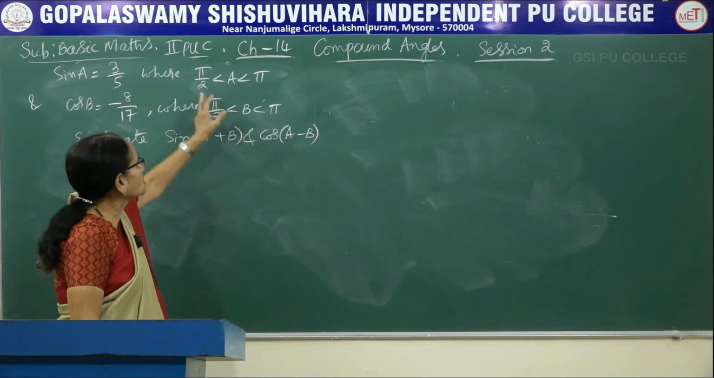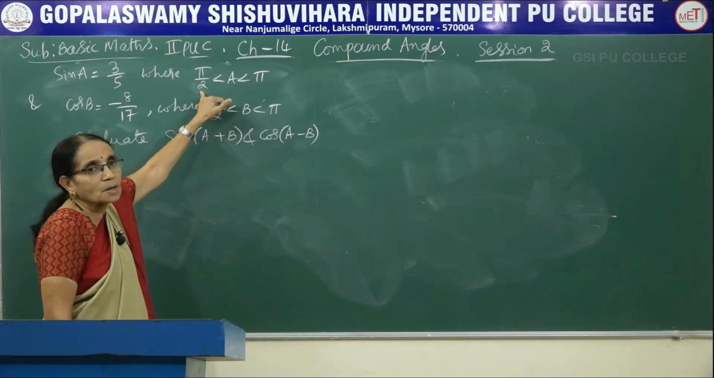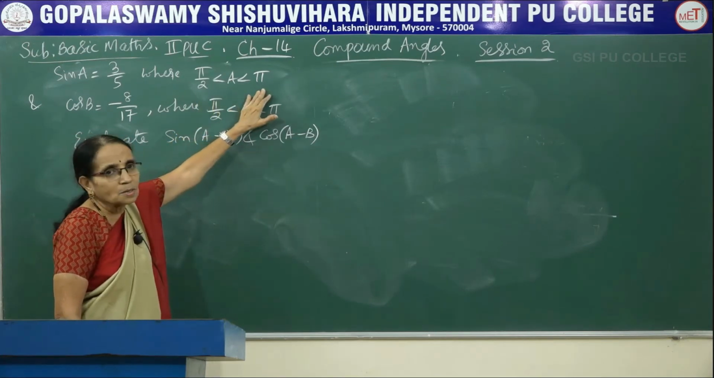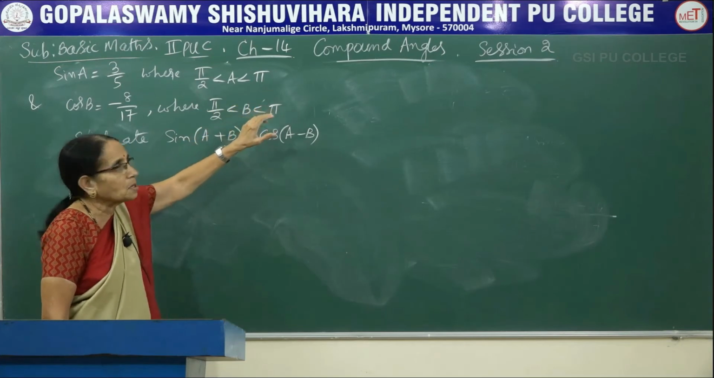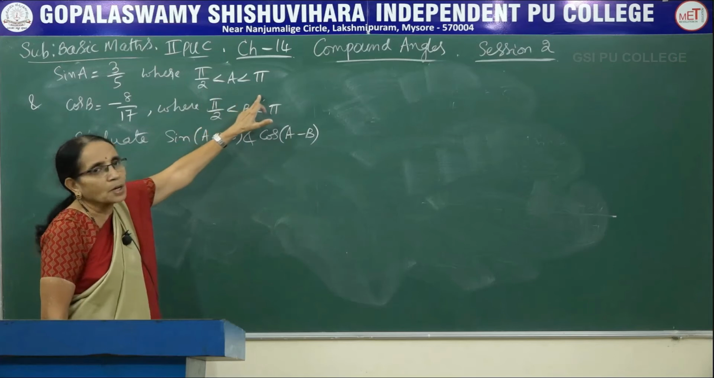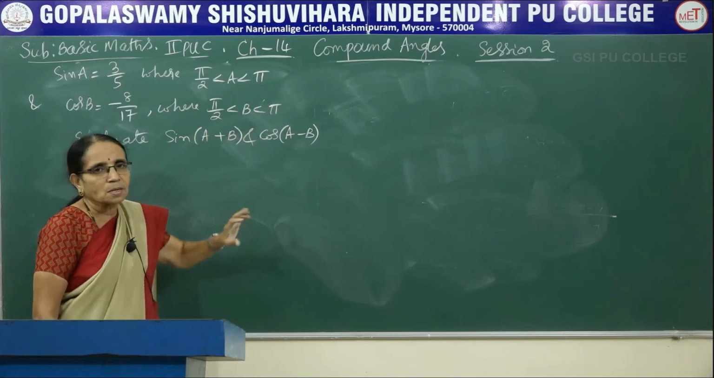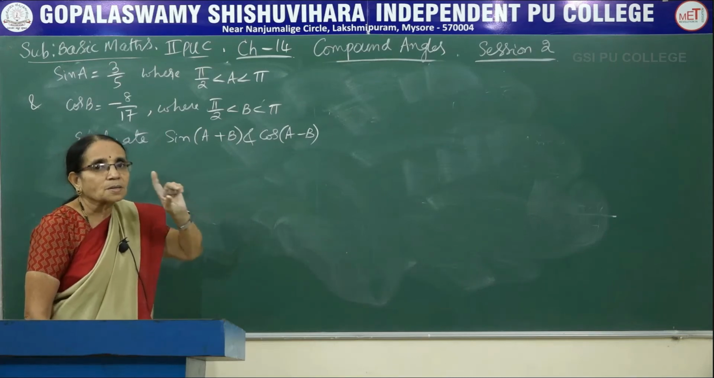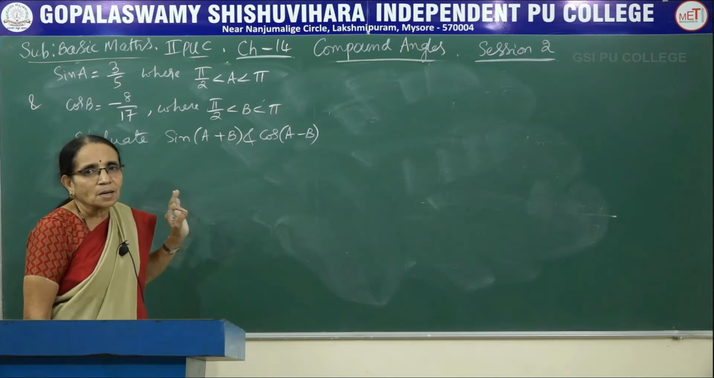Here this is a radian measure which you have learnt again in first year. Pi by 2 means it is 90 degrees, pi means it is 180 degrees. So pi by 2 less than A less than pi. What do you mean by that one? The angle A is lying between 90 degrees and 180 degrees. Same thing, B is also lying between 90 and 180. That means which quadrant? It is the second quadrant. So both angles A and B are lying in the second quadrant.